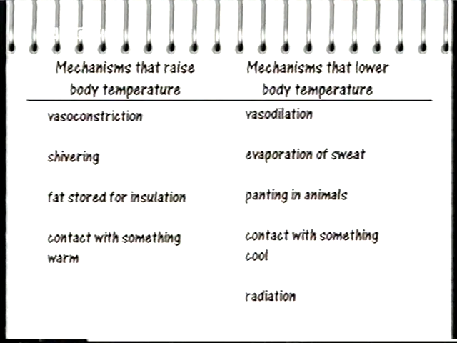Mechanisms that lower the body temperature include vasodilation, where the blood vessels near the skin surface dilate to increase the flow of blood and loss of heat from the blood. The evaporation of sweat, which causes cooling. Panting in animals, which causes cooling by increasing evaporation from the tongue. And loss of heat by contact with something cool. There's also natural heat radiation from the whole body surface.